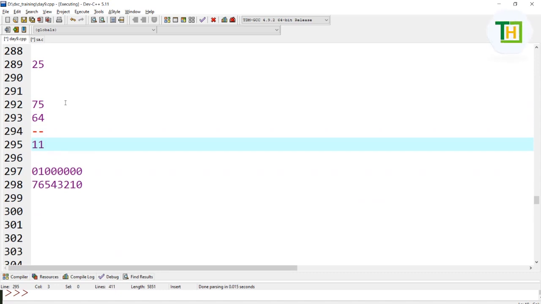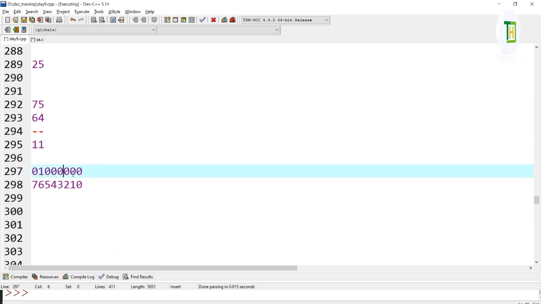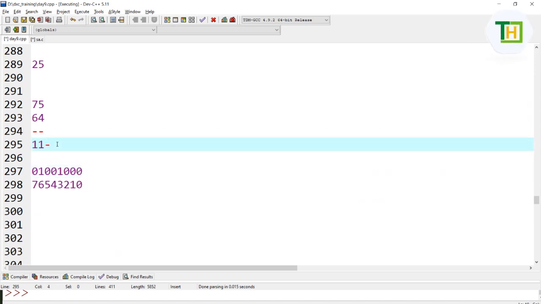11's nearest highest binary position is 2 power 3, that is 8. 2 power 4 is 16, so I'm not going to put 2 power 4. I have to go for 2 power 3. Here I'm going to put 1. That means 11 minus 8 becomes 3.